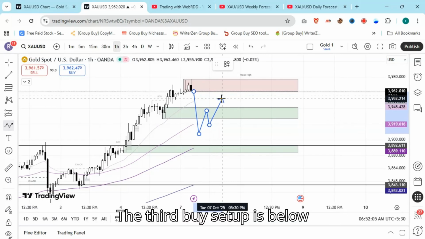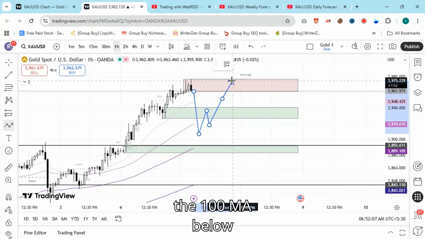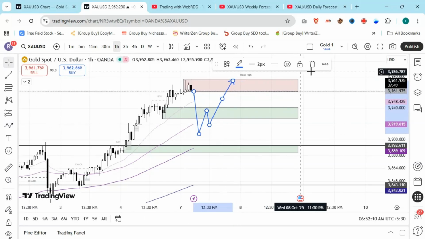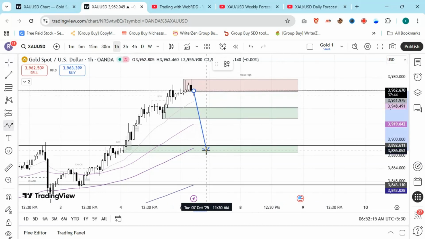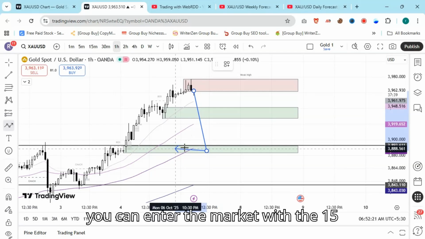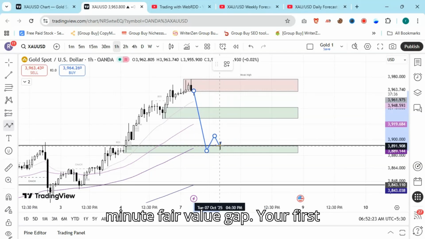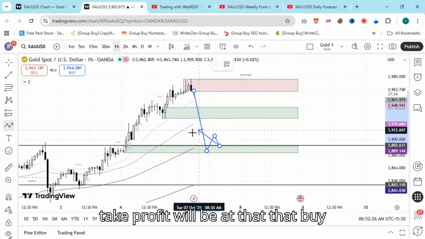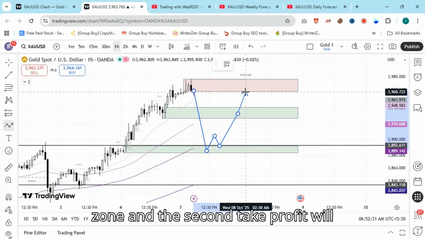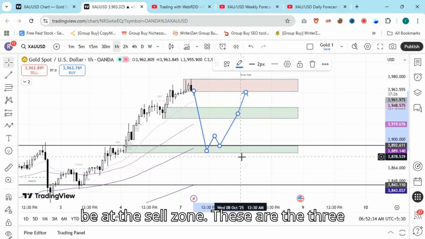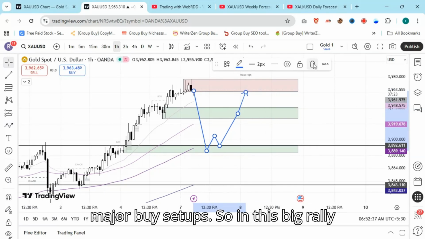The third buy setup is below the 100 EMA near our second buy zone, and you can enter the market with the 15-minute fair value gap. Your first take profit will be at that buy zone, and the second take profit will be at the sell zone. These are the three major buy setups.